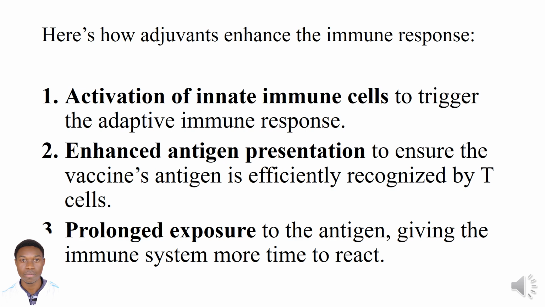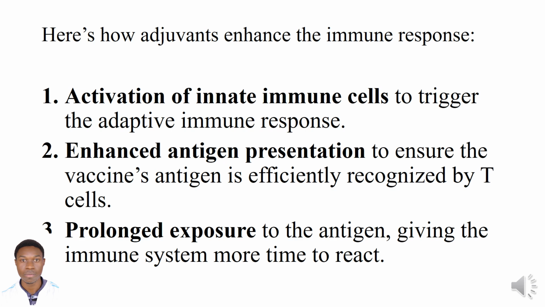Again, we have enhanced antigen presentation to ensure the vaccine's antigen is efficiently recognized by T cells. Adjuvants improve the ability of antigen presenting cells, such as dendritic cells, to capture, process, and present the vaccine antigen to T cells. And this is done by improved uptake of antigens, where some adjuvants increase the ability of antigen presenting cells to take up and process the vaccine antigen.